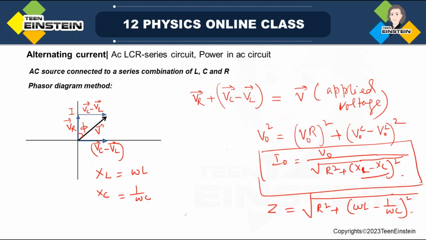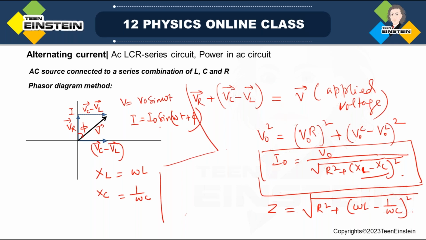Now, can we write the expression of the current? The answer is yes, we can write it. From this phasor diagram, what do we see? We see the current is actually ahead of the voltage by angle phi. So what can we write then? V is V0 sine omega t, right? Then can we write I is equal to I0 sine of (omega t plus phi)?